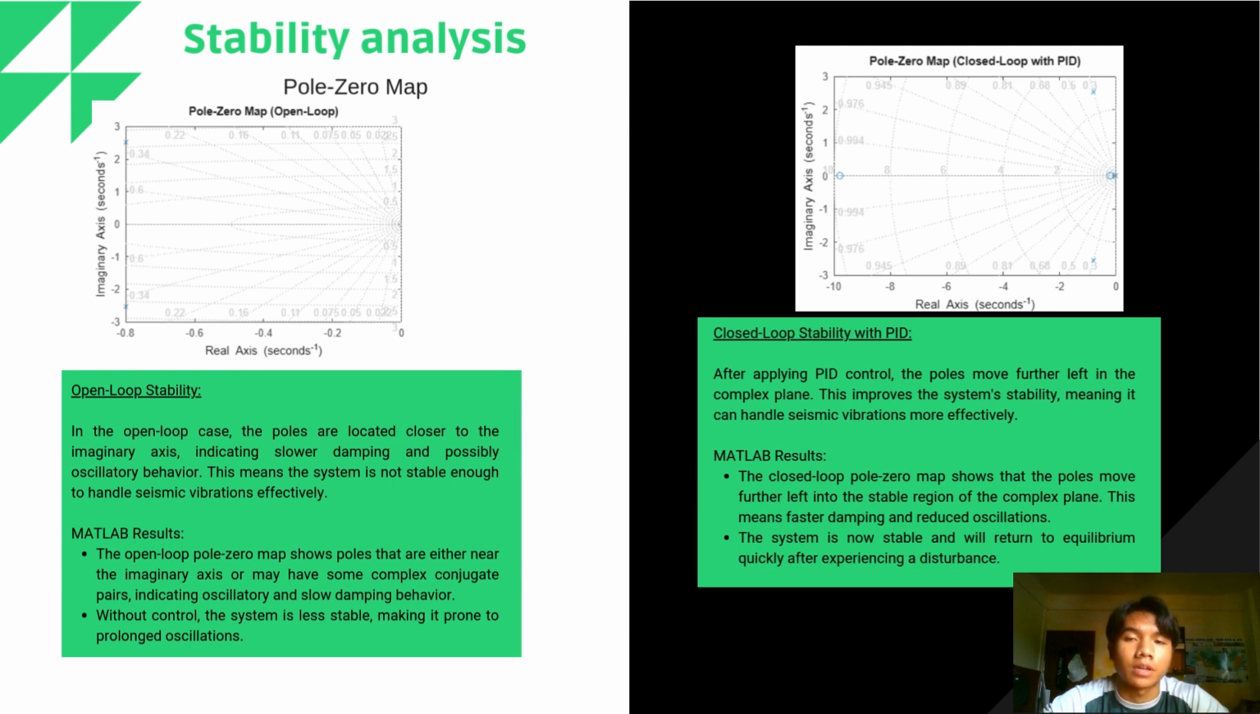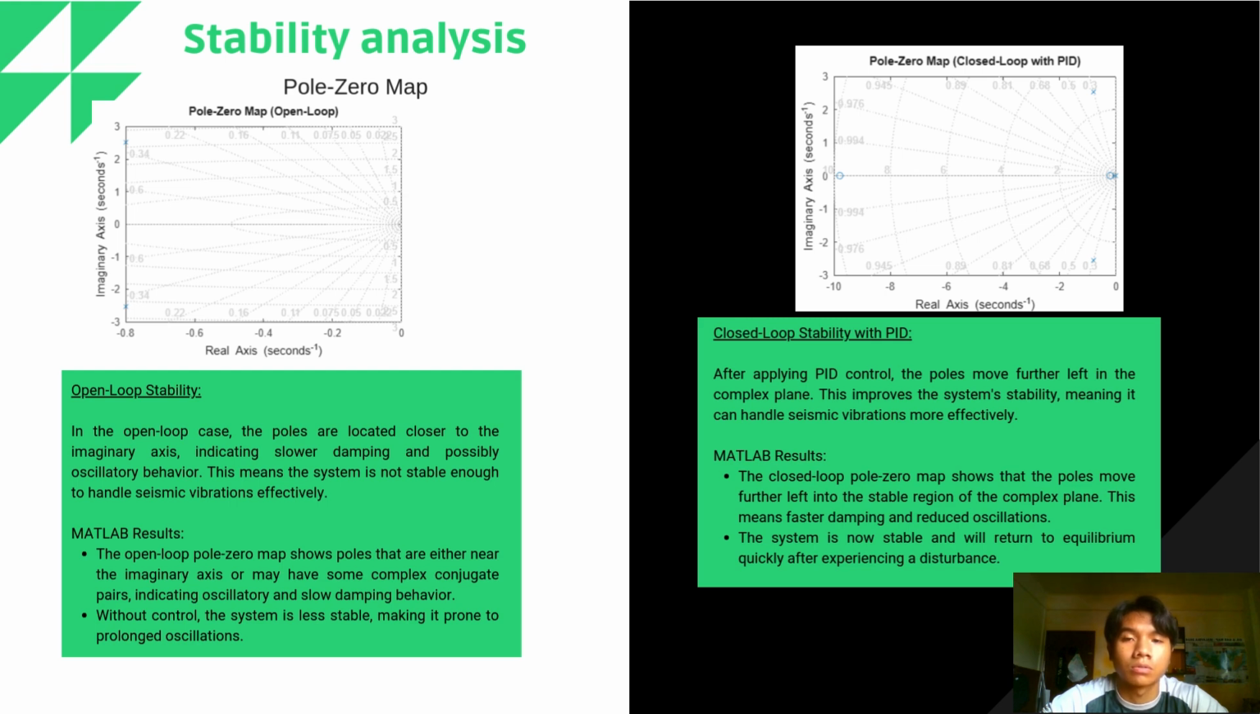Let's talk about open loop stability in the seismic control system. In an open loop setup, where there is no feedback, the system's poles are closer to the imaginary axis. This means it has low damping and may oscillate, making it less stable without control. The system cannot effectively handle seismic vibrations and is likely to experience prolonged oscillations.